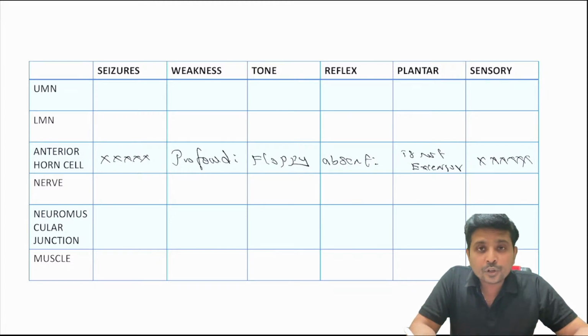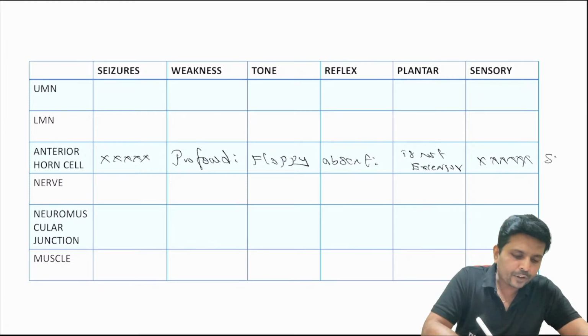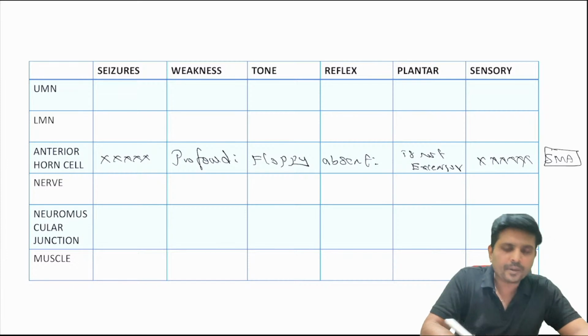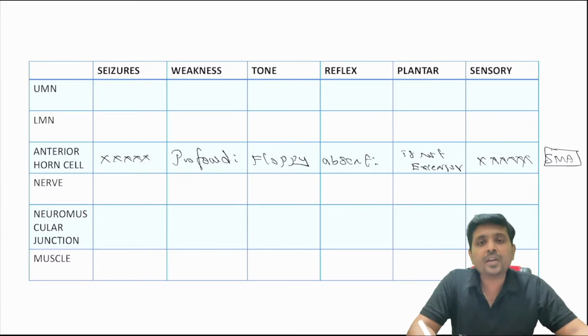What is the most common disease? The most common prototype example is called spinal muscular atrophy, what we call SMA. SMA means spinal muscular atrophy.